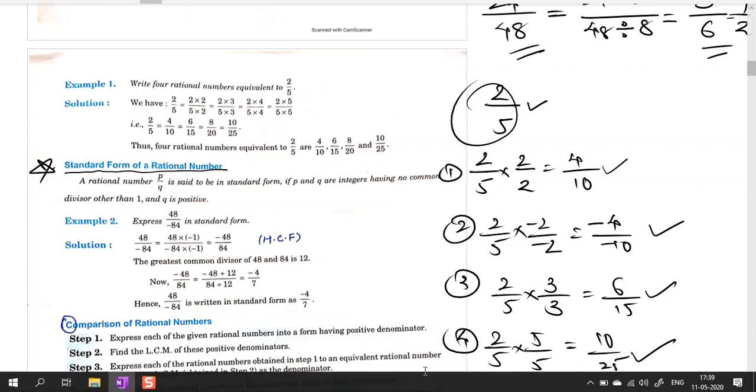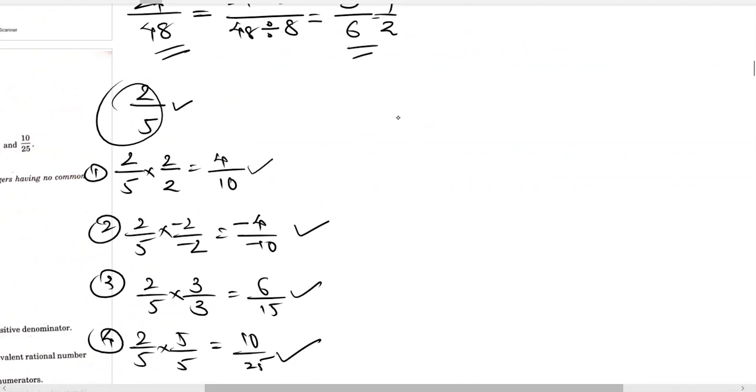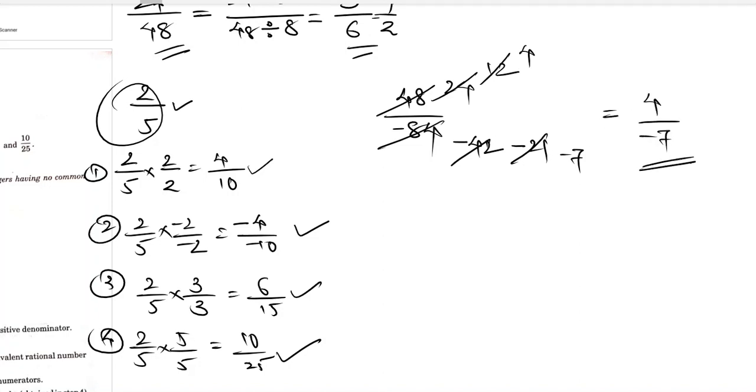the standard form. Let's take an example, whatever they have given here, 48 by minus 84. If you divide this by 2, what will you get here? 24. Here, what will you get if you divide by 2? Minus 42. Again dividing by 2, you get 12, and here you get minus 21. Can you divide 12 and 21? Yes, 3 4s are 12 and 3 minus 7s are minus 21. Can you divide 4 and 7 further? No.